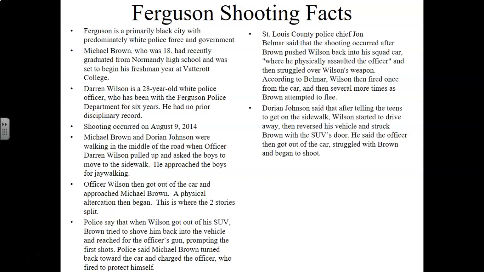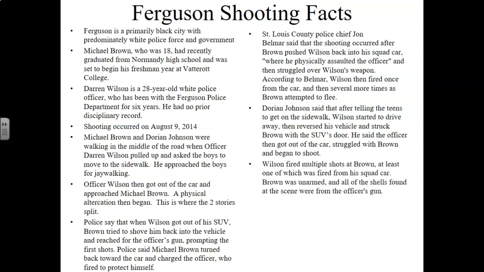Dorian Johnson, Michael Brown's friend, stated that after telling the teens to get on the sidewalk, Wilson started to drive away, but then reversed his vehicle and backed it up and struck Brown with the SUV door as he was getting out. He said Officer Wilson then got out of the car, struggled with Brown, and began to shoot Brown.